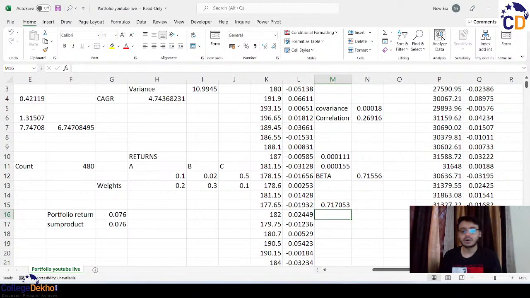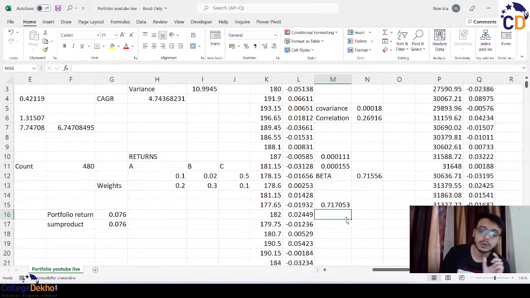Okay, so instead of calculating the covariance first and then calculating the variance first, a better way is to calculate for beta. Okay, so by beta we can calculate the systematic risk. Okay, so that is one thing.